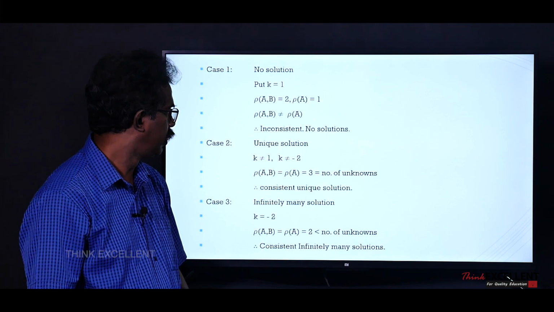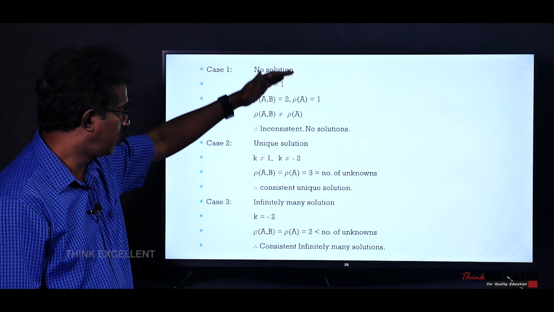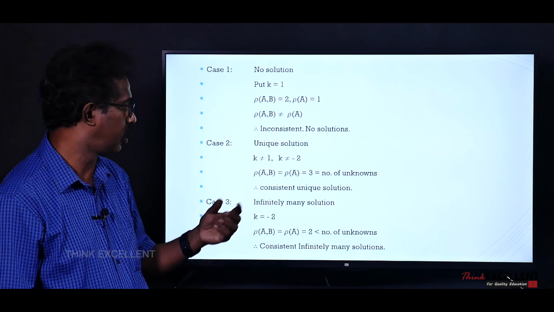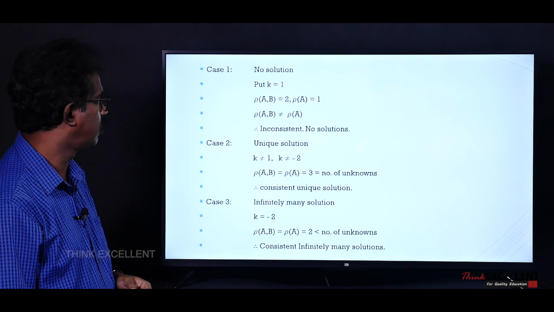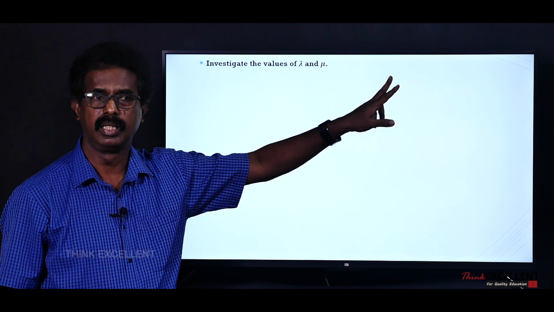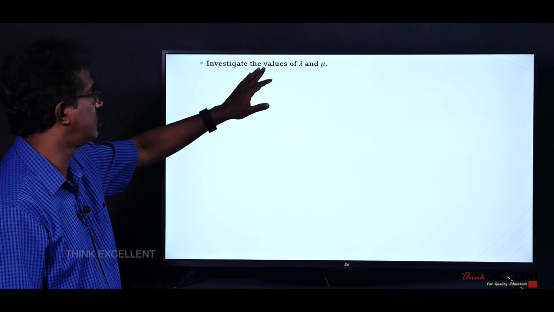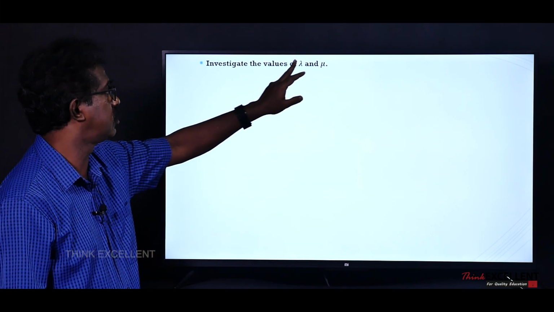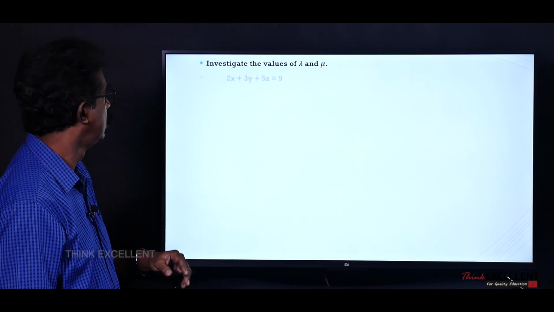Okay. So for these cases, don't try to mug up. Try to understand with the steps and do it, and it will be easy for you. Okay. I'll explain one more question of the same type. Now two unknowns. Investigate the values of lambda and mu. This is the last question. Listen.